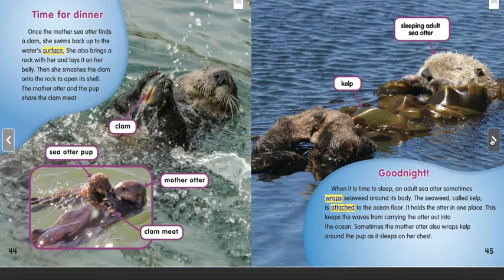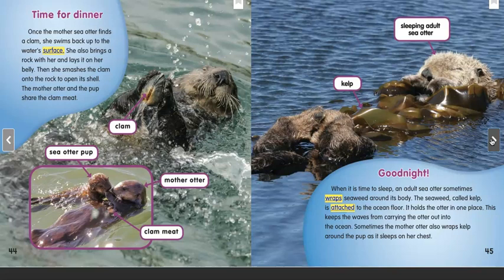I'm kind of confused about how the mother sea otter gets the clam meat out of the shell. I'm going to see if rereading the text helps me. The text says that the mother sea otter lays a rock on her belly. Then she smashes the clam against the rock. The shell must break open when it hits the rock. This is how the mother otter is able to open the shell and get the clam meat.